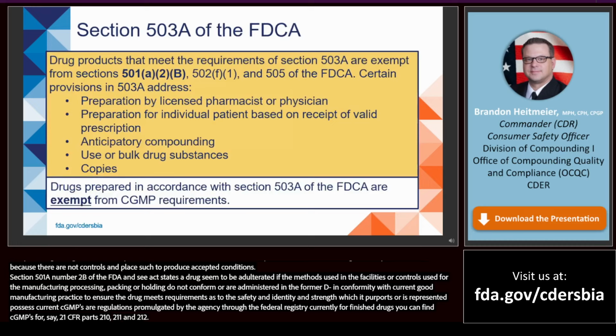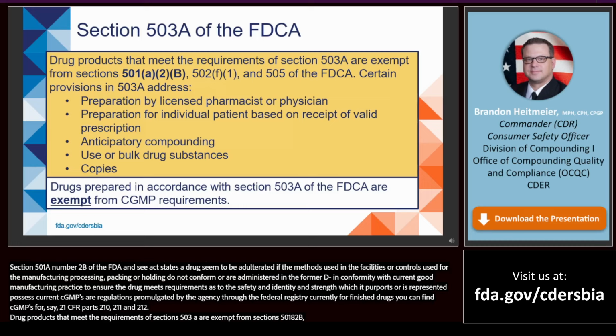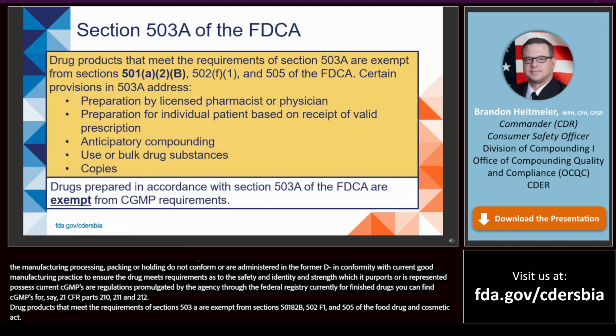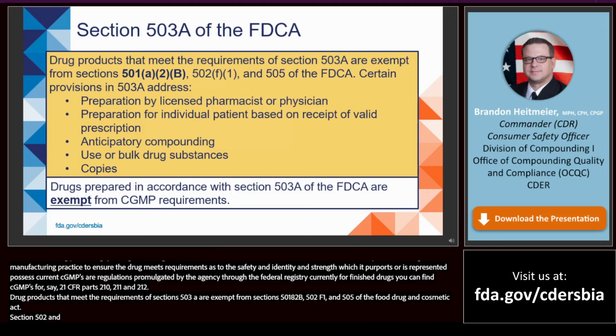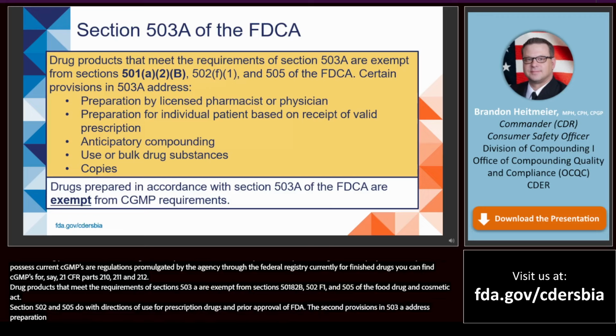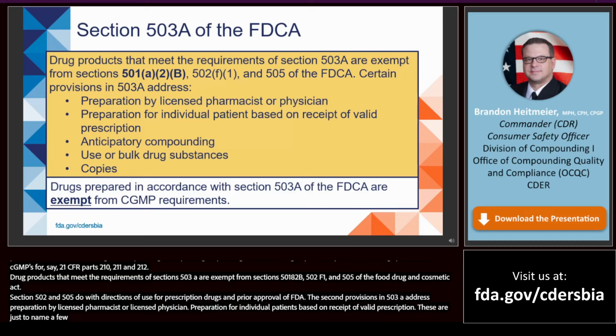Drug products that meet the requirements of Section 503A are exempt from Sections 501(a)(2)(B), 502(f)(1), and 505 of the Food, Drug, and Cosmetic Act. Sections 502 and 505 have to do with directions for use for prescription drugs and prior approval by FDA, respectively. Certain provisions in 503A address the preparation by a licensed pharmacist or licensed physician, and preparation for individual patients based on receipt of a valid prescription. These are just to name a few of the aspects of 503A. Drugs prepared in accordance with 503A of the FD&C Act are exempt from CGMPs. Of note here, this legal exemption is for each drug product. It does not give a blanket exemption over the facility.